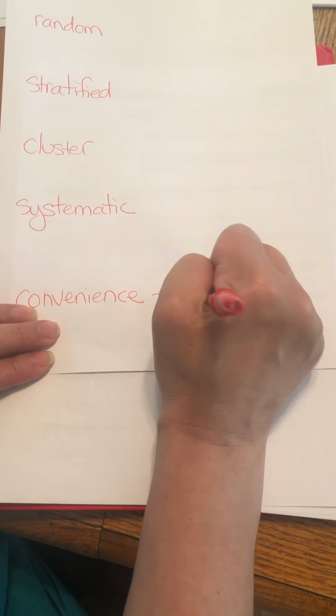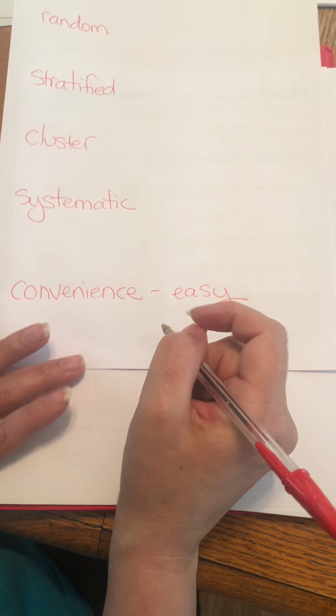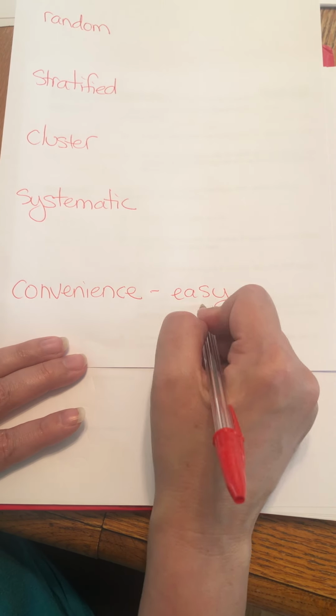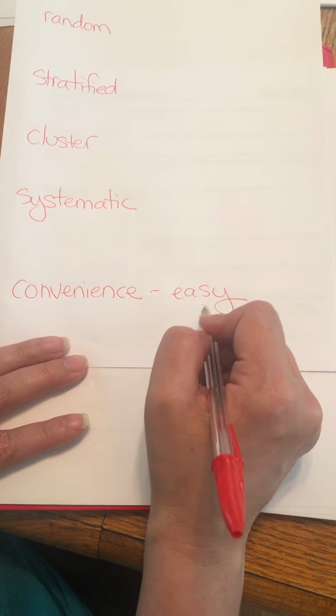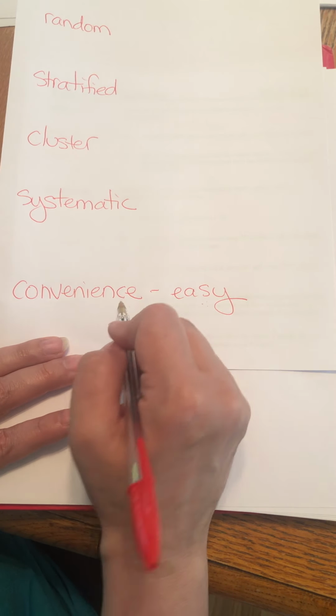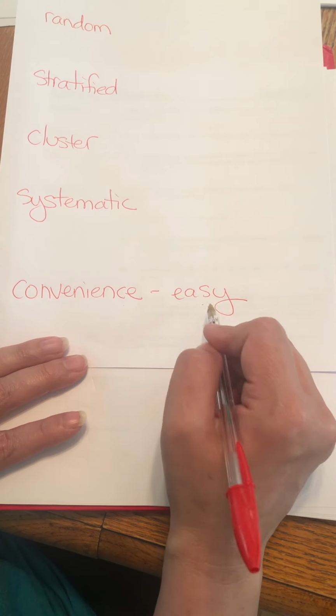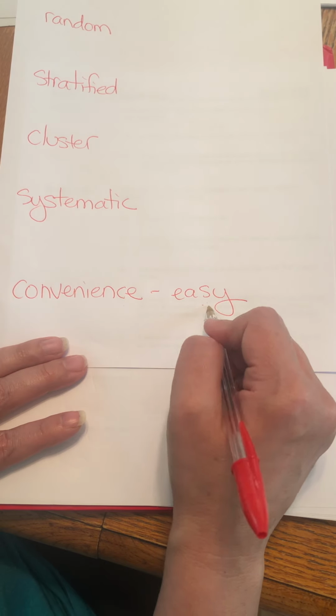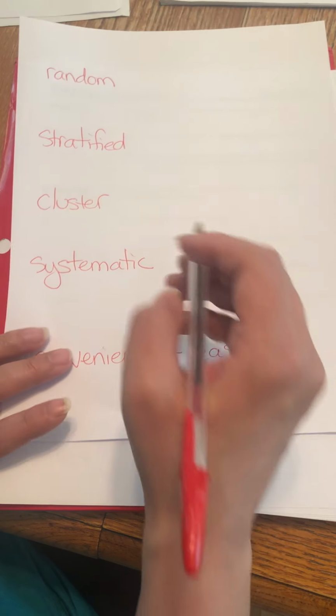I'm going to jump around. Convenience, easy. It's convenient. It's easy just to interview your family members, your friends, the people in front of you. So a convenient sample are the people easiest to interview, the people that are close to you.